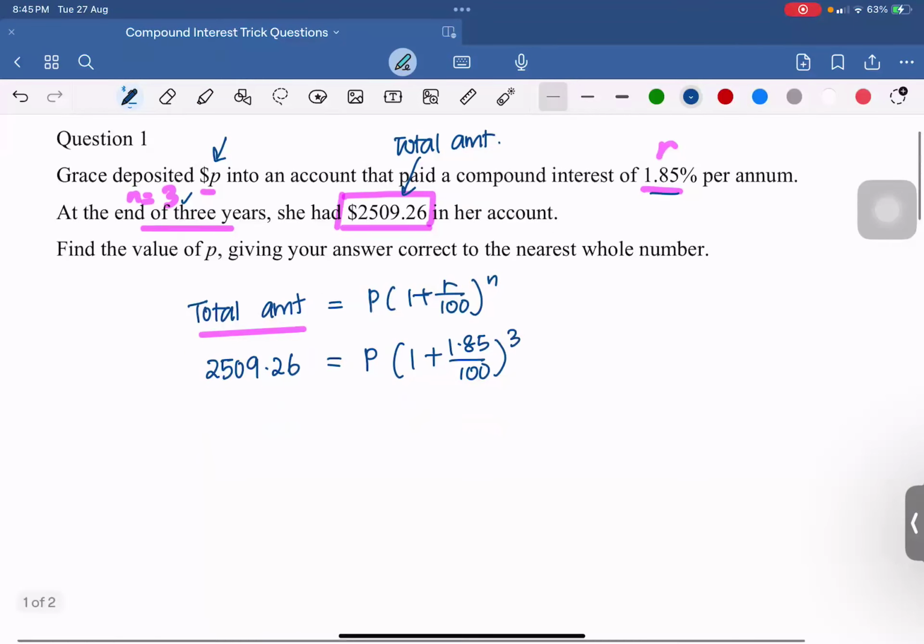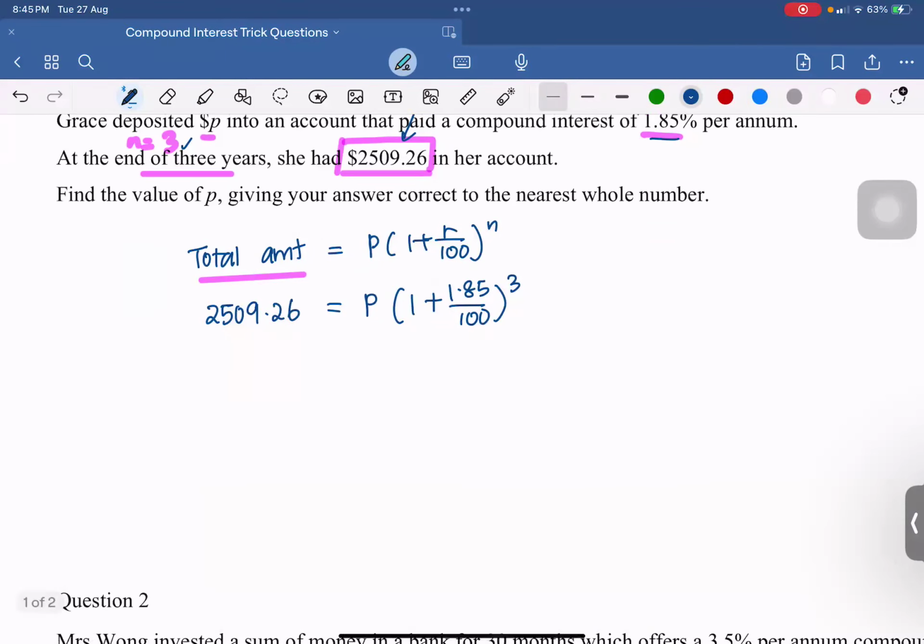This one is the easier version where you work backwards. You notice that this whole portion over here can be calculated as a number. Okay, so it's just a number. So in this case, if I want to find P, this is multiplication, right? I'm going to undo the multiplication and take 2509.26 divided by 1 plus 1.85 over 100 power 3. Okay, is this okay?